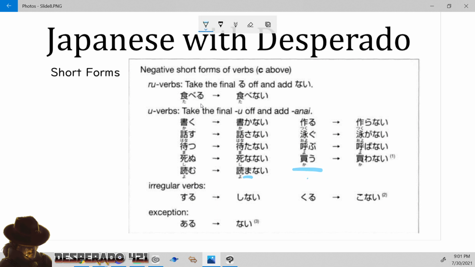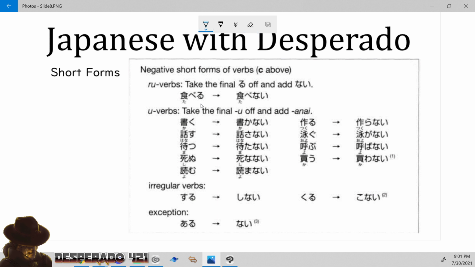And then the last one here was the exception rule. If it ends in u, it becomes wa. That's right. So kau doesn't become kaanai, it becomes kawanai. All right, and now we'll go look at the irregulars.